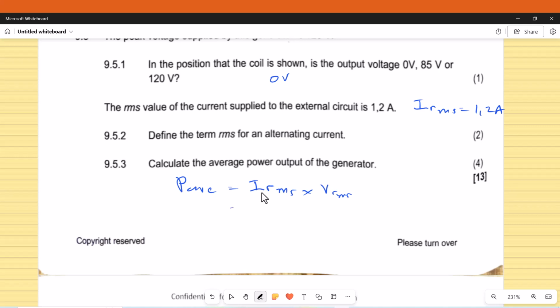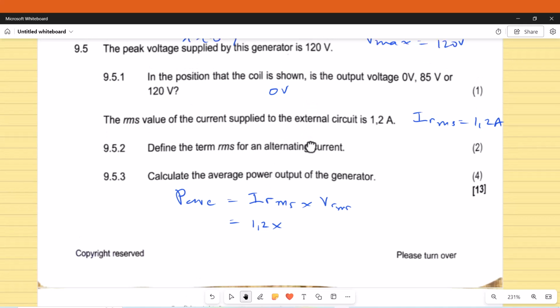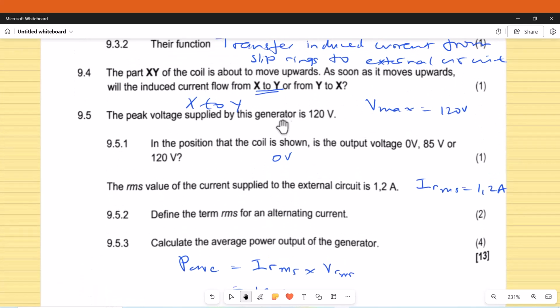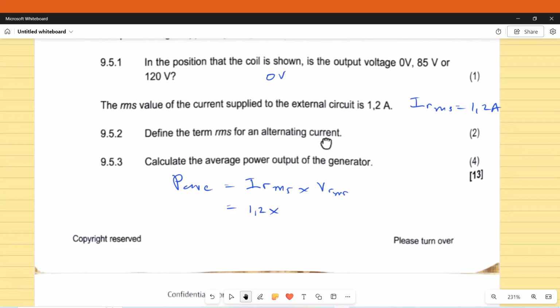So because we have the I, that is the 1,2 for the I root mean square. Now to get our VRMS, the question gave us what? They gave us here the maximum. They gave us 120, which is V maximum. So we use V maximum divided by root 2. So you can say 120, because V maximum, divided by root 2.